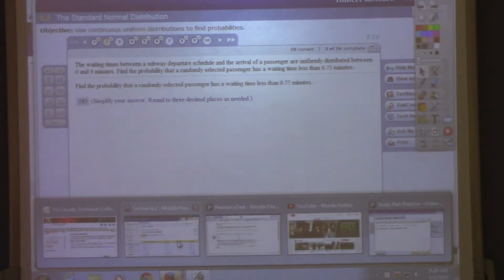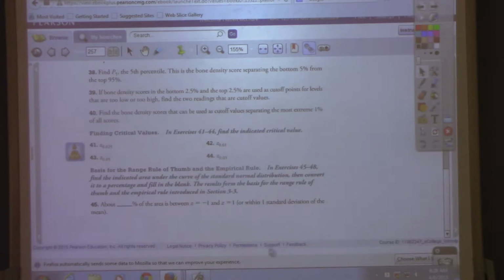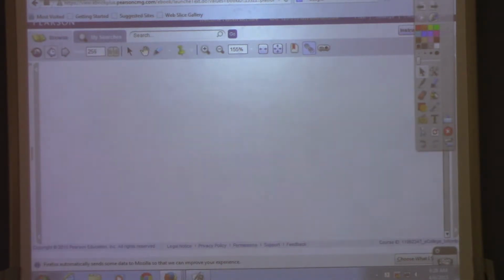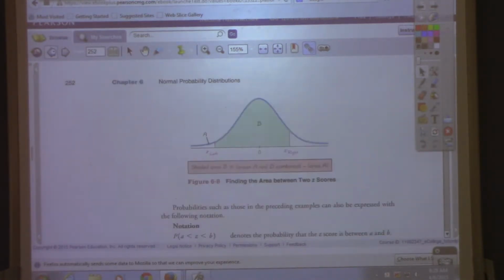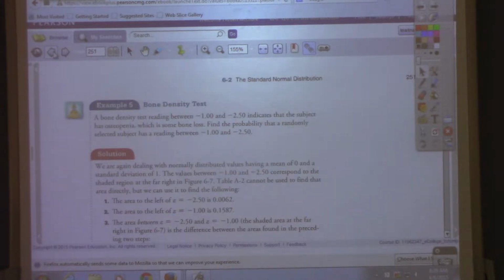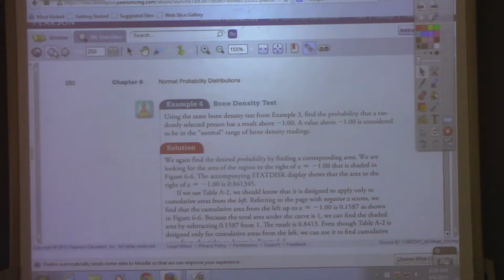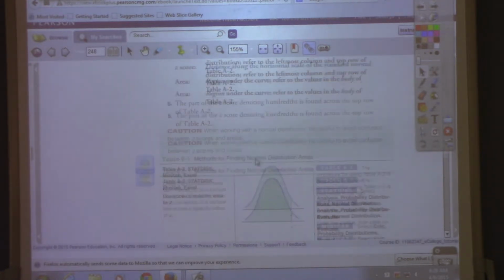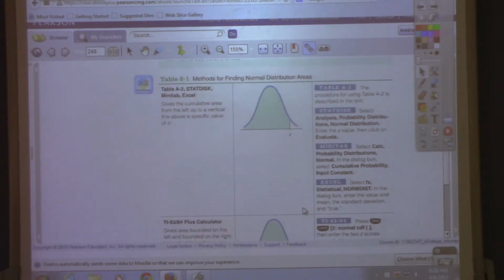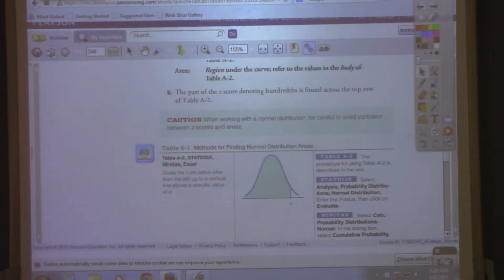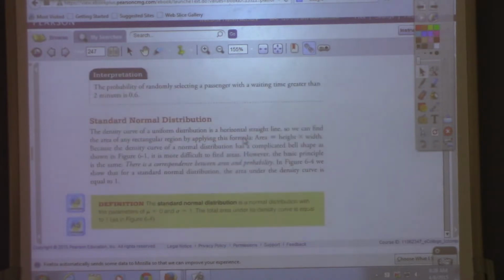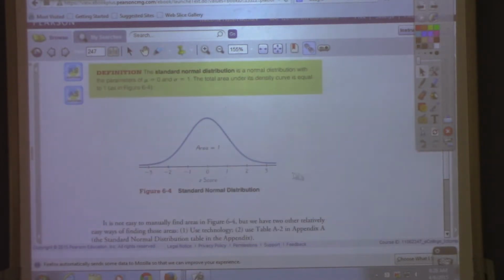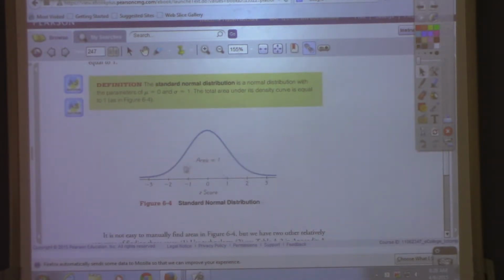So, let's turn back to our handy dandy book and go back to uniform distribution. I mean, normal distribution. Now, a long time ago, I told y'all about z-scores, and I told y'all about normal distribution and how to draw it on the normal distribution curve, and there it is.